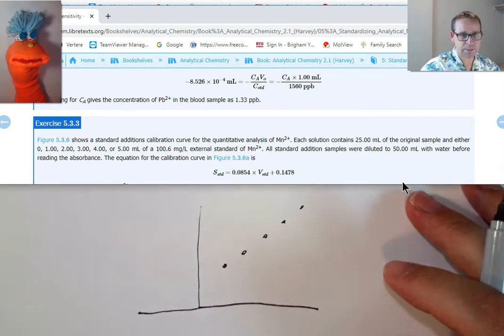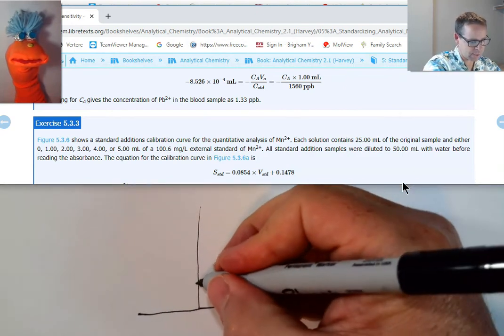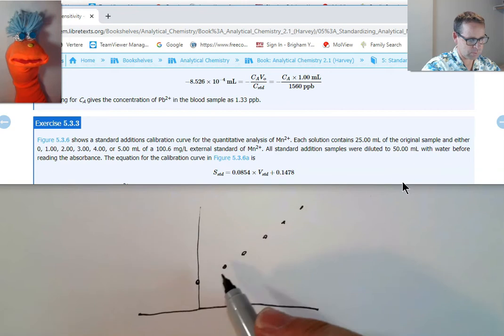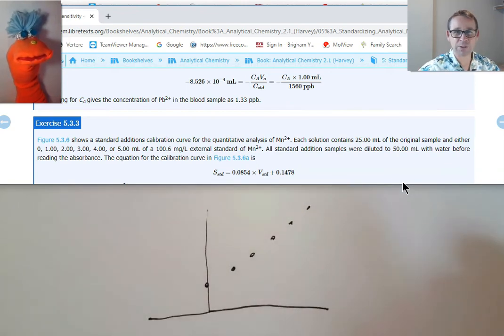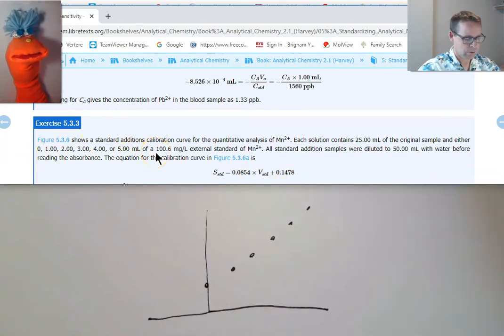where we have a sample which has some amount in it, but then we've added standards to all of these. Standard amounts, or amounts of a different standard. And it said 1, 2, 3, 4, and 5. But all of that is encompassed in this one equation, so we don't have to take into account those values.